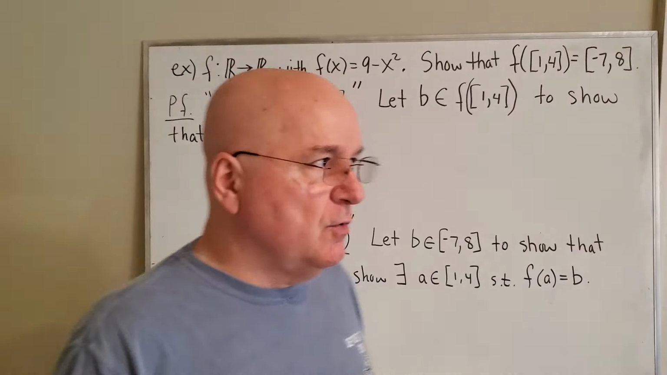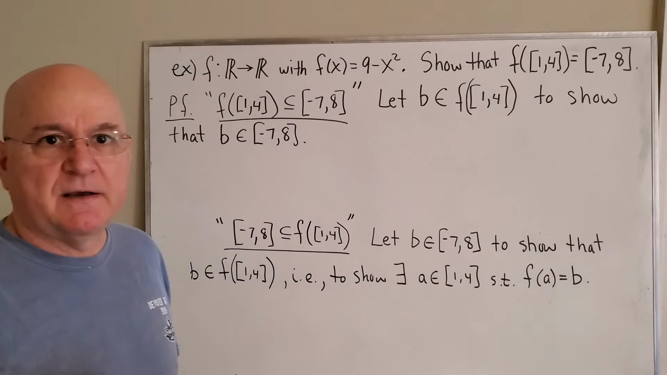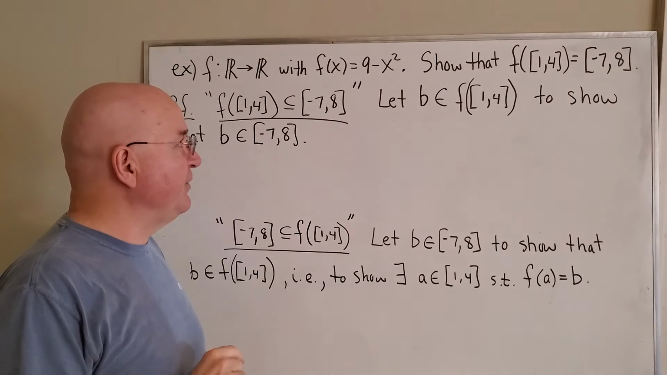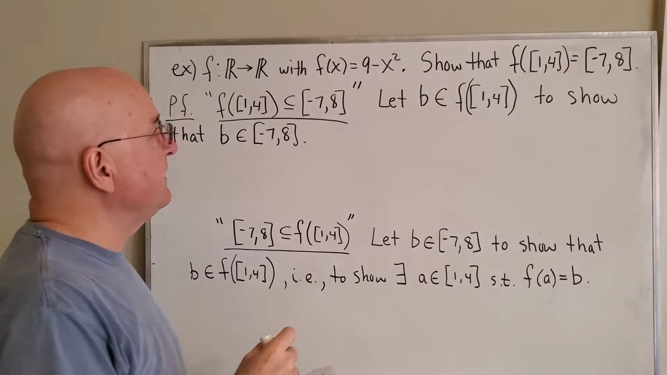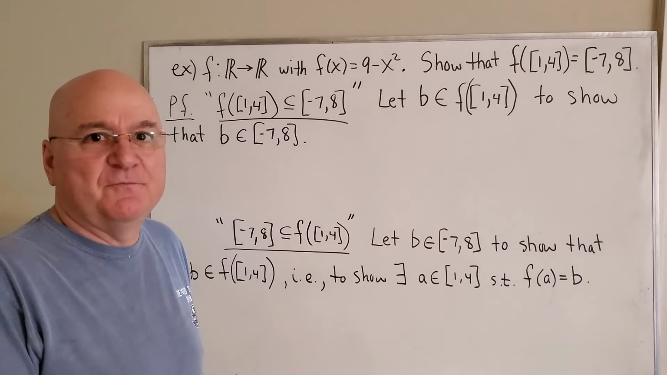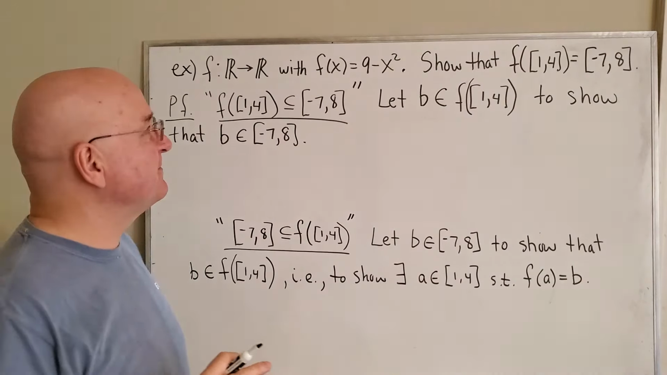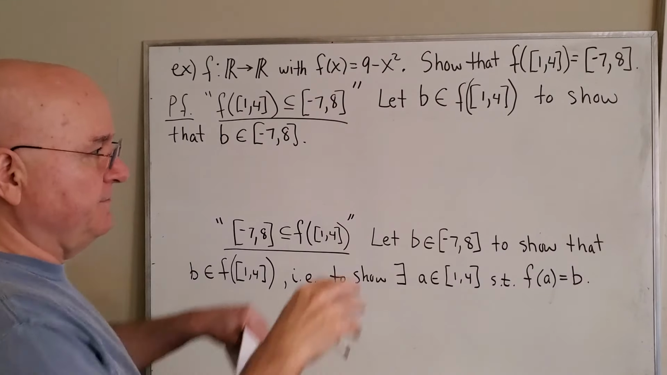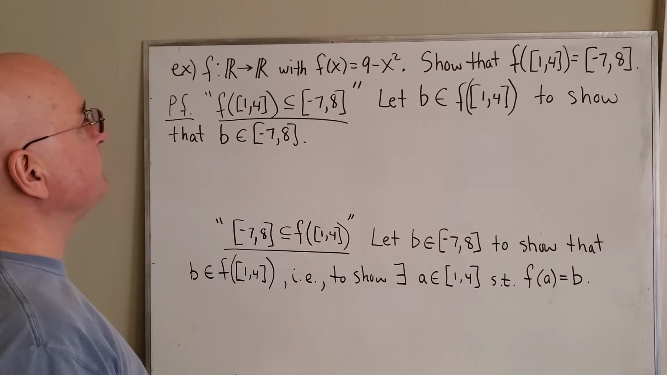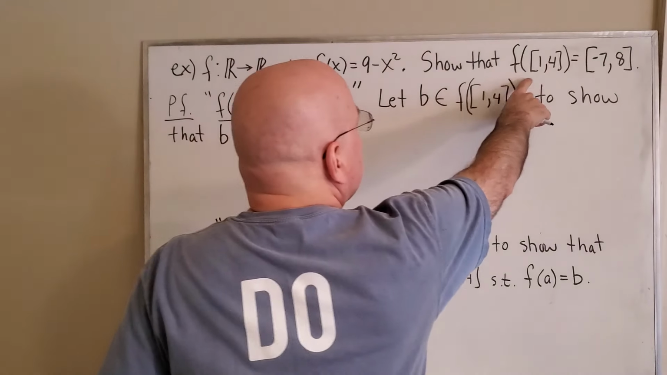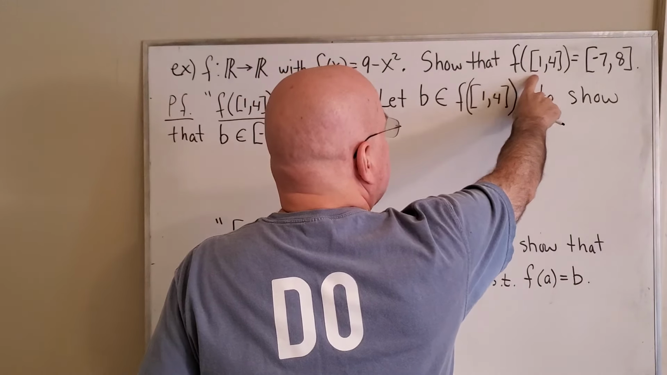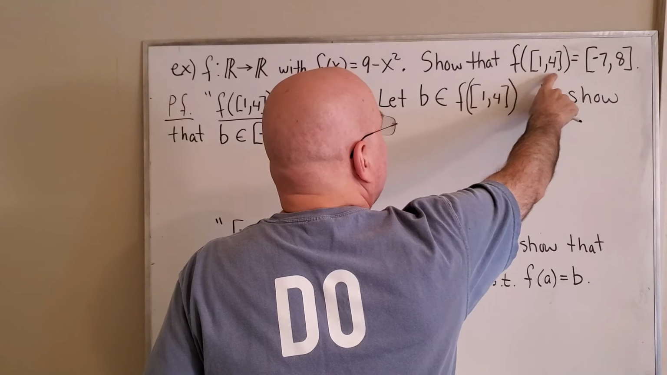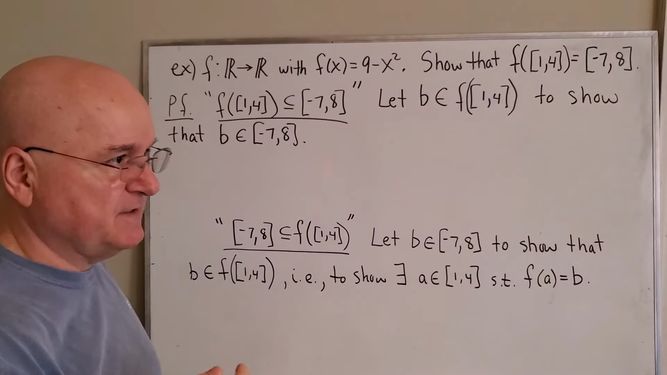Okay, so now we're going to take the same example that we saw pictorially in the previous video and prove the results that we determined from the images. So we've got the same function, f of x is 9 minus x squared, that downward opening parabola. We need to show that the image of the interval from 1 to 4 is the interval from -7 to 8.